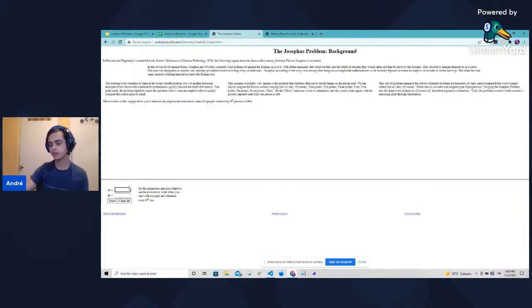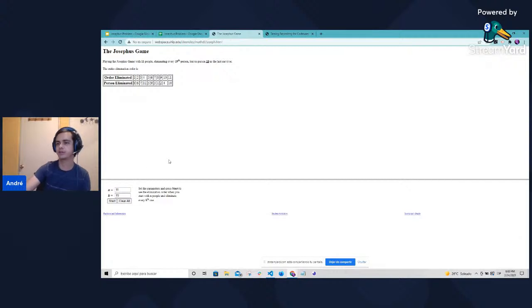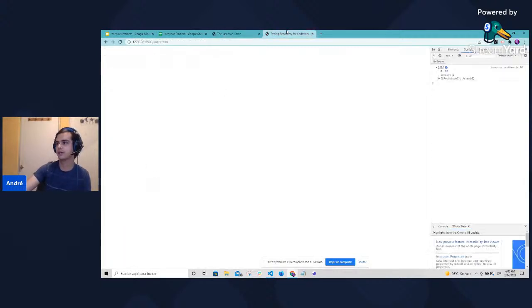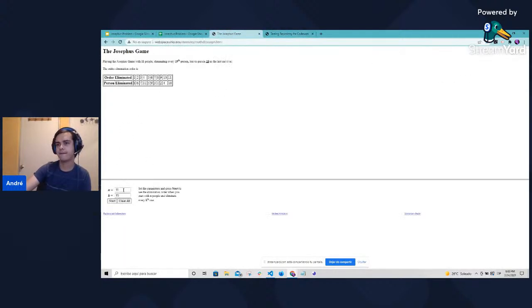There is also this calculator here where we can check if our answers are correct. So 10 and 10. And the starting example, for example, 10 and 4.